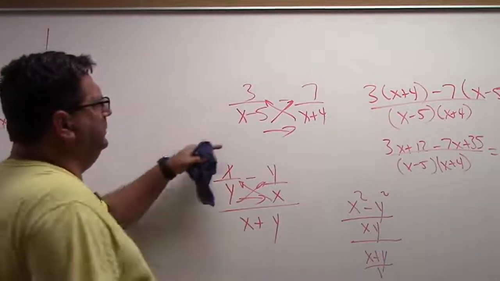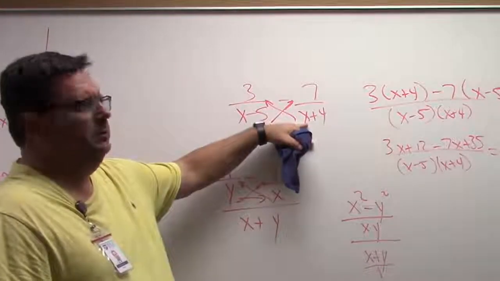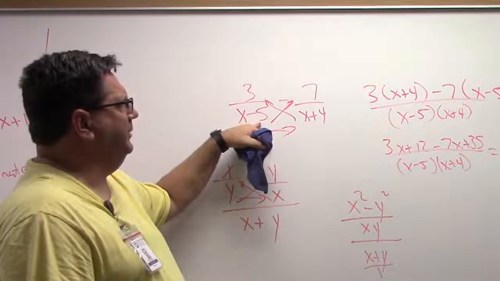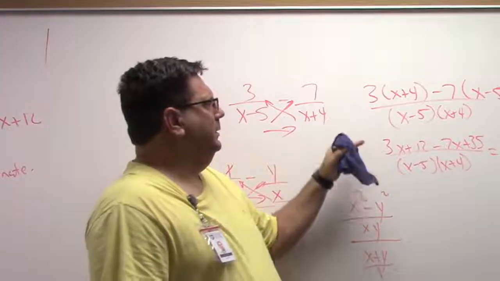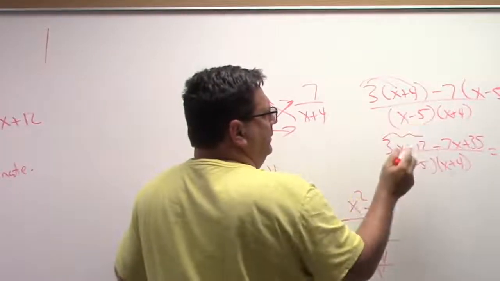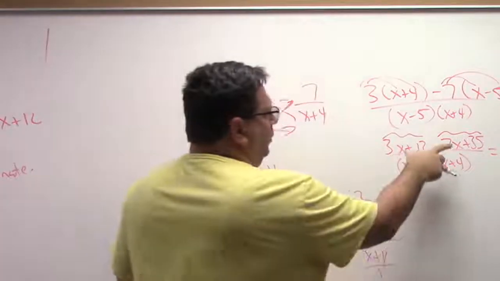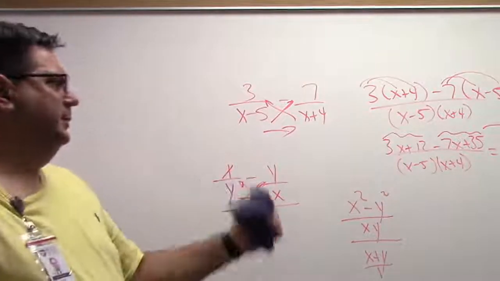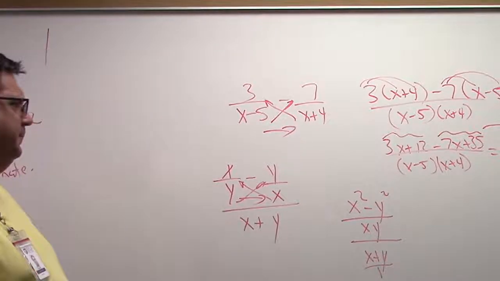So for the first one, we did up, over. We said 3 times x plus 4 minus 7 times x minus 5, and then x minus 5 times x plus 4 on the bottom. We distributed 3x plus 12, that's this part. We distributed minus 7x plus 35, that's this part. We combined like terms, and that's the answer we got: negative 4x plus 47 over x minus 5 times x plus 4.